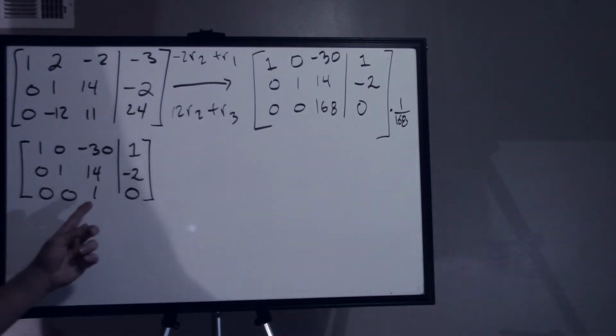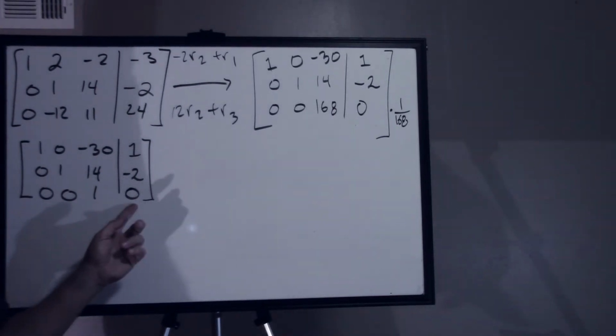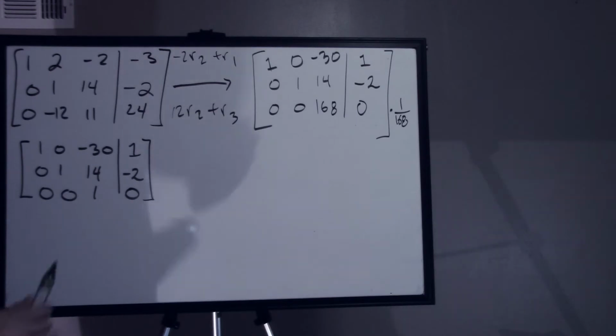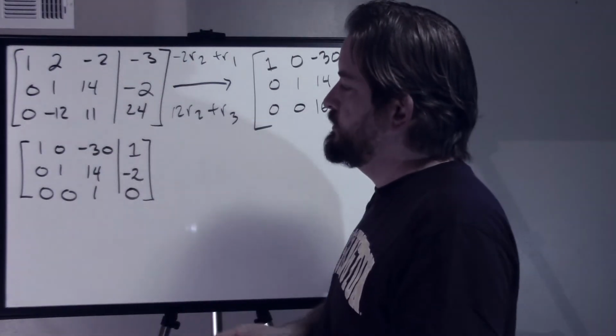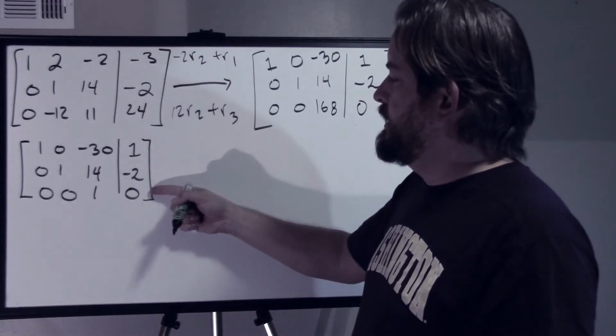So I have one of my three solutions. Z is 0. But again, I have a 1 in the right place, so I can use that 1 to eliminate the rest of these things. But that's not going to change a whole lot.